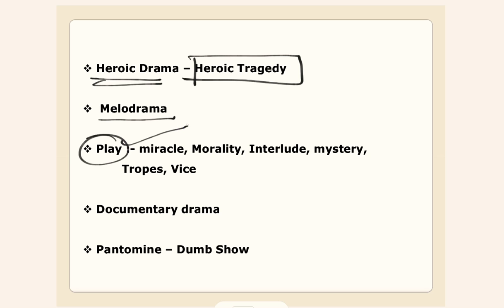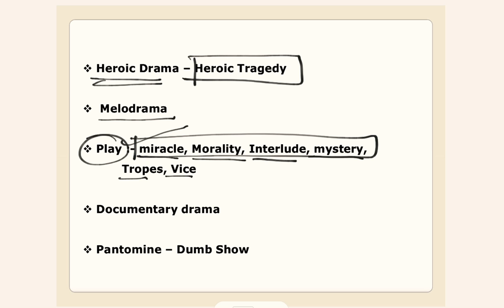Dear aspirants, please remember in UGC-NET SLET exam and especially the assistant professor exam in Karnataka, they have clearly mentioned in the syllabus the development of drama from miracle, morality, interlude, mystery, tropes, voice. But these four are the early subgenres of drama. So there are so many plays written under these forms. So all these are very important. In this way, I will bring these topics in detailed videos.